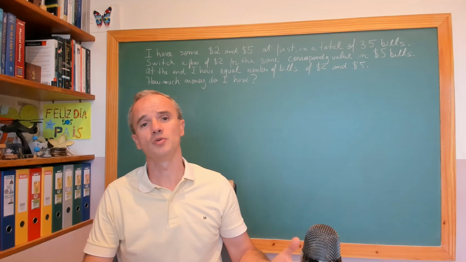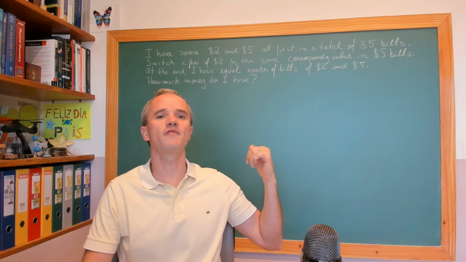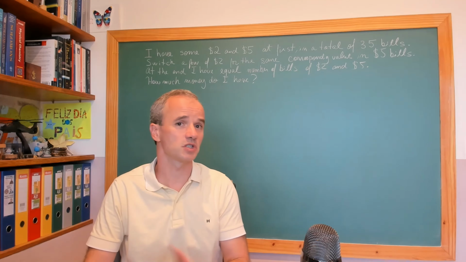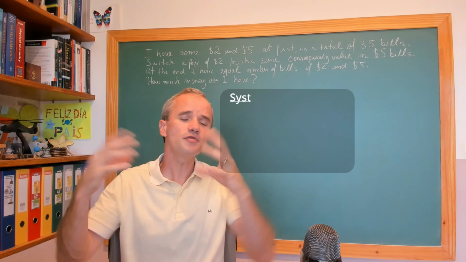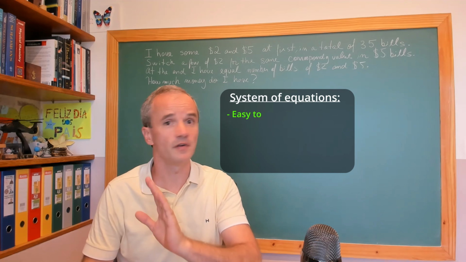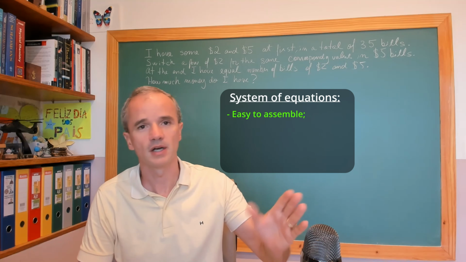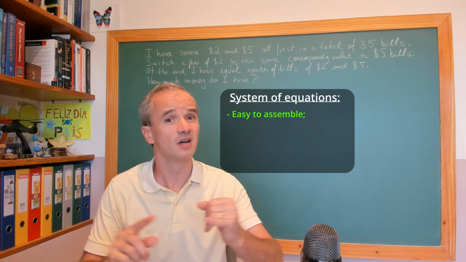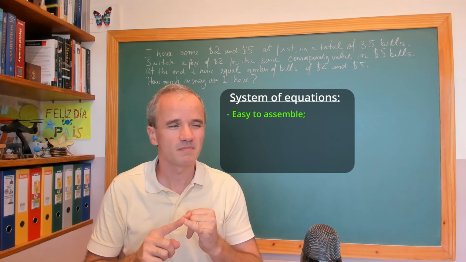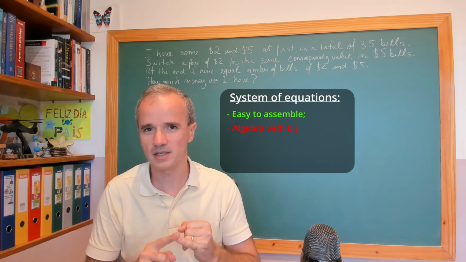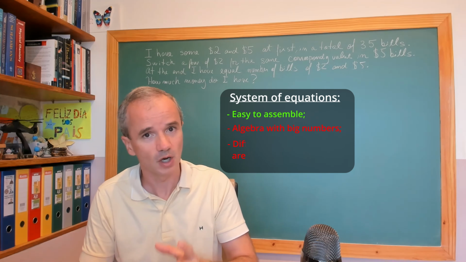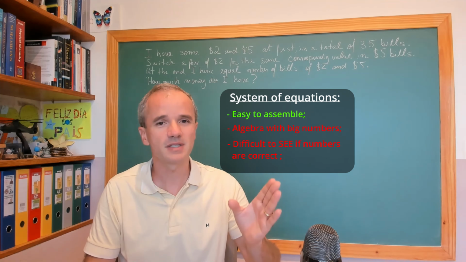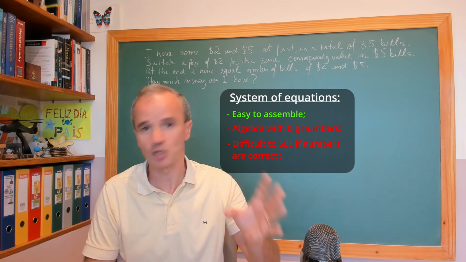In contrast to solving through rectangles, we could be solving them with a system of equations. No problem, I'm just giving another two rectangles. The good thing about a system of equations is that it's very easy to assemble. The bad side is that sometimes we end up with difficult numbers to handle at the end, and sometimes it's difficult to see what we're doing. If we're making a mistake, it's difficult to see because it is just a bunch of numbers.